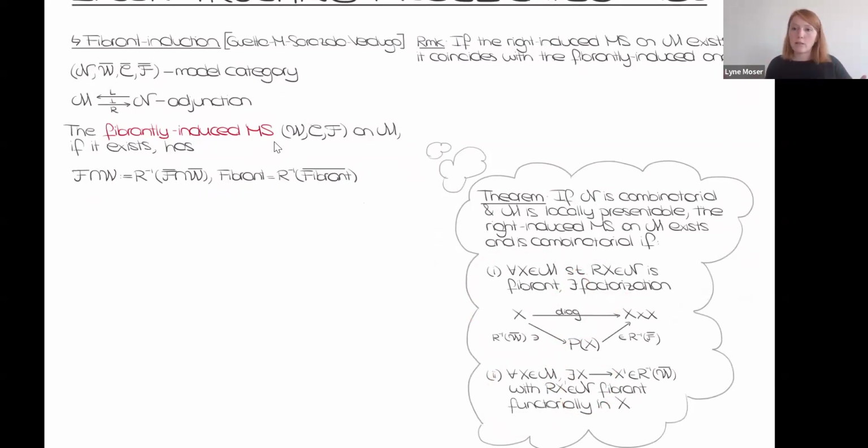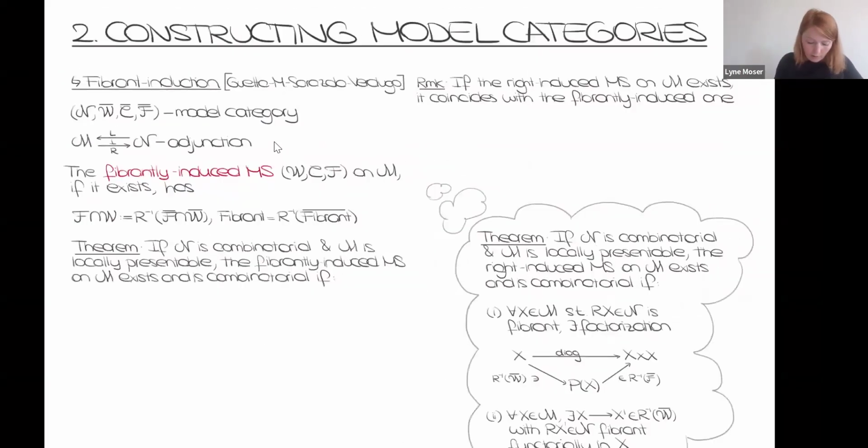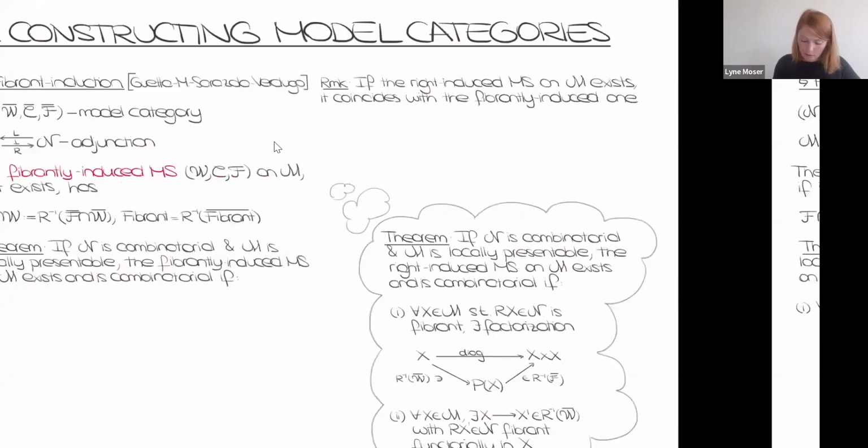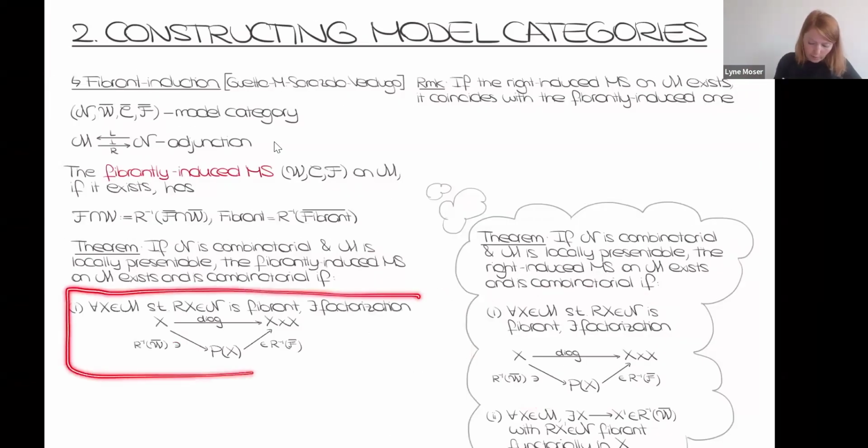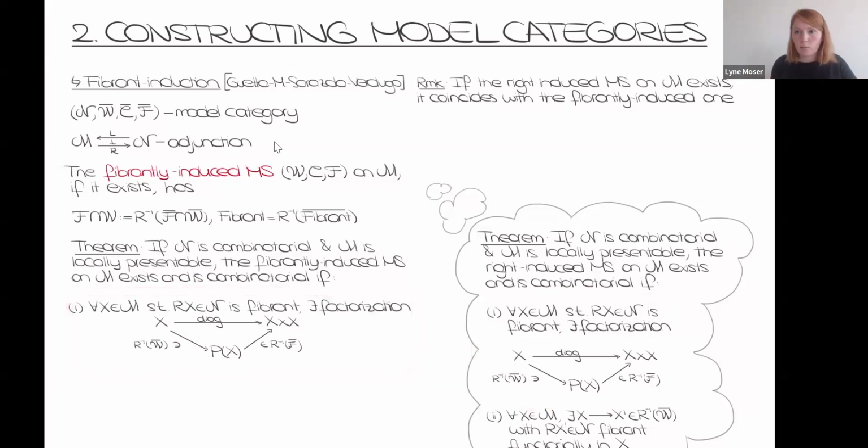And we kind of want to find a similar theorem here in this case of fibrantly induced model structure. And so we start with the same condition as before. So we want N to be combinatorial and M to be locally presentable. And then we will have the existence of this fibrantly induced model structure if the following conditions hold. So first of all, this condition stays exactly the same. So we still have this existence of path object condition. So it's exactly the same as before.